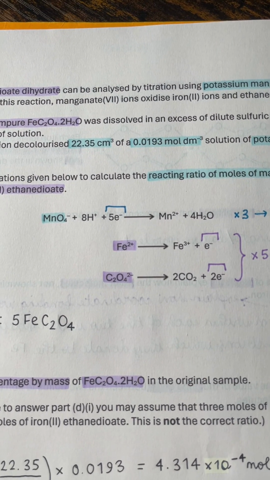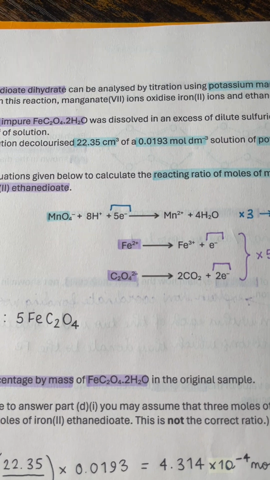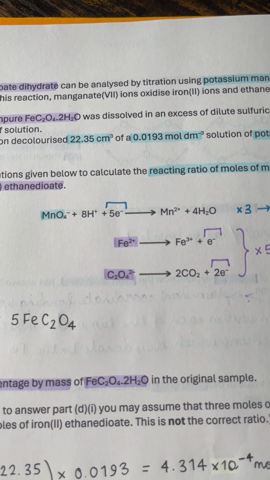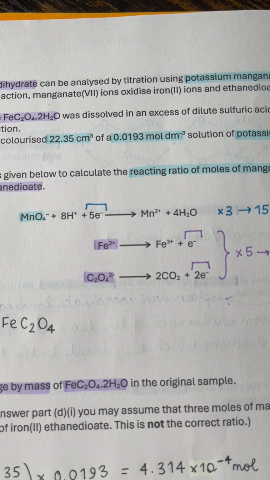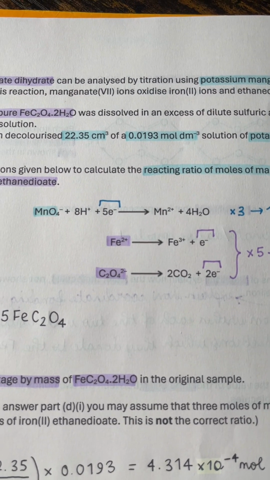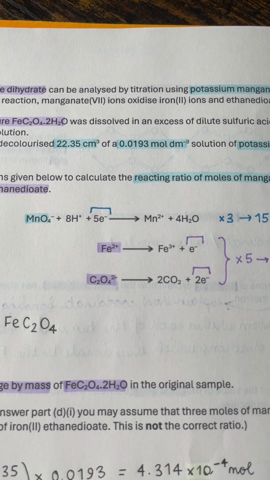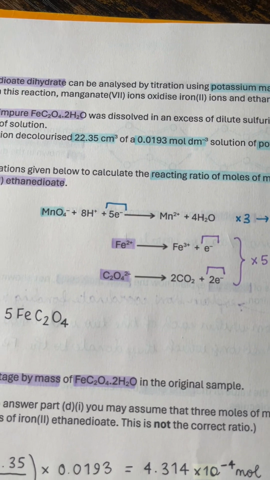And the iron and the ethane dioate ion are both being oxidised, and I know that again because looking at where the electrons are, they are on the right hand side now, but also we've got an increase in oxidation state in both of those examples as well.